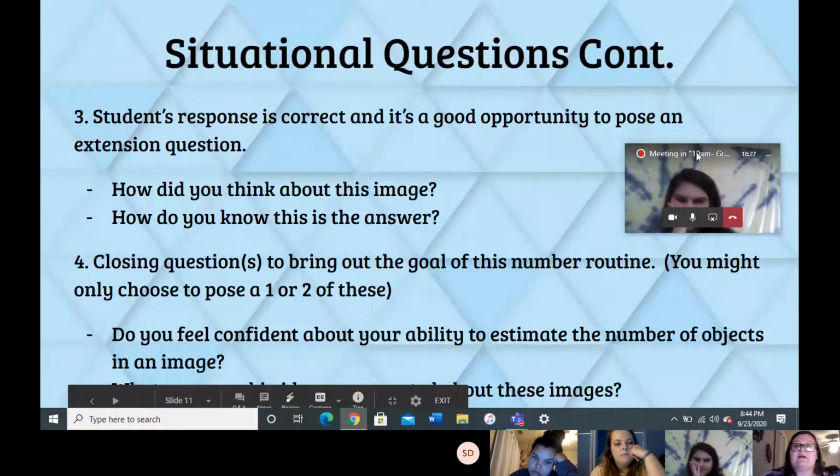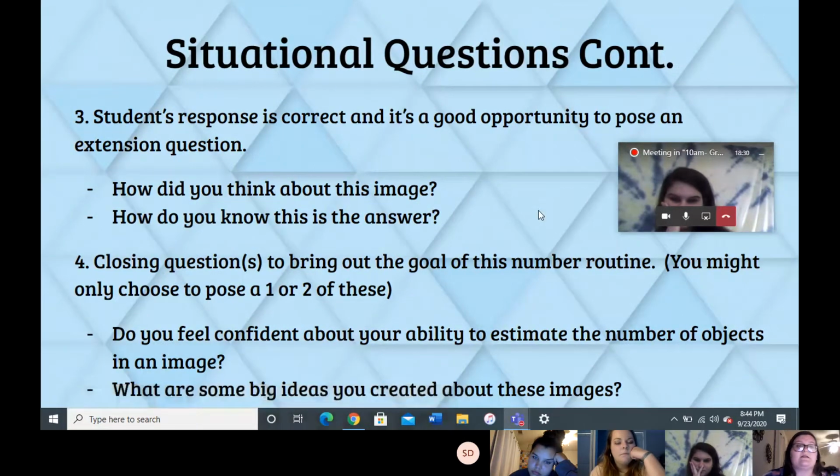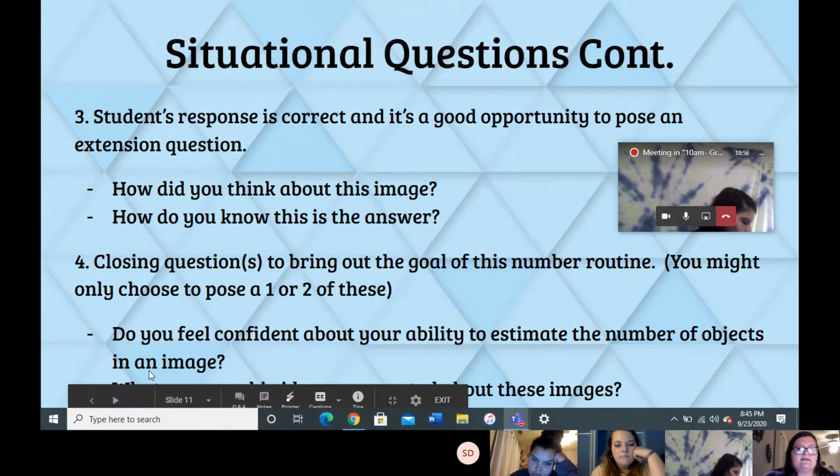If a student's response is correct and it's a good opportunity to pose an extension question, I would probably say something like, how did you think about this image? What were your initial thoughts, and how do you know that this is the answer? Or how would you explain your answer? And then some closing questions to bring out the goal of this number routine. I would say, do you feel confident about your ability to estimate the number of objects in an image? And what are some big ideas you formed about these images? But yeah, so that's my presentation.